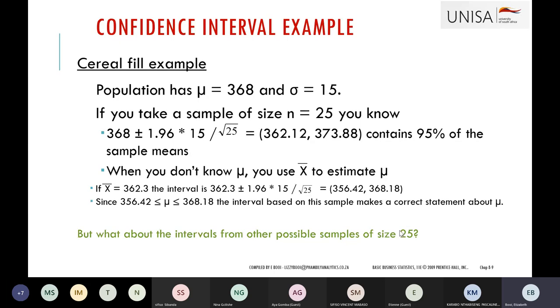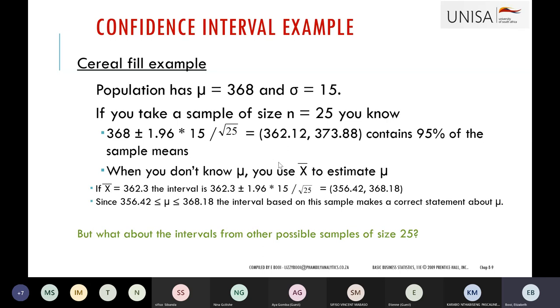So if my sample mean is 362, it means I'm going to replace this 368 by 362 and calculate my interval. By substituting that 362, which is my point estimate, plus or minus 1.96, which is my confidence level of 95%, times the standard error, we will do this properly, I assure you. I will tell you how to do this.